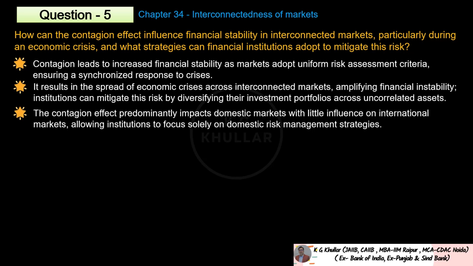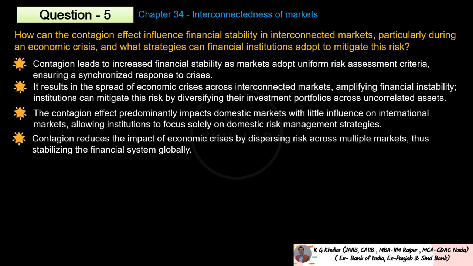The next option C is, the contagion effect predominantly impacts domestic markets with little influence on international markets, allowing institutions to focus solely on domestic risk management strategies. And last option D is, contagion reduces the impact of economic crisis by dispersing risk across multiple markets, thus stabilizing the financial system globally.